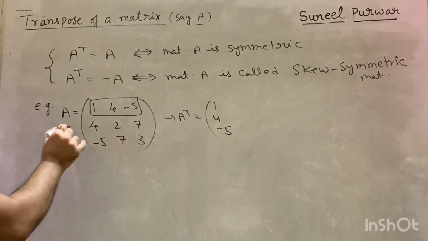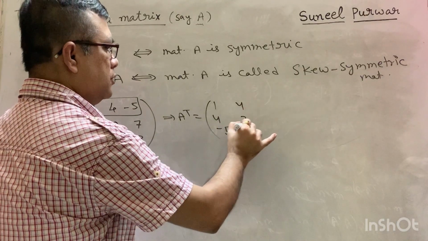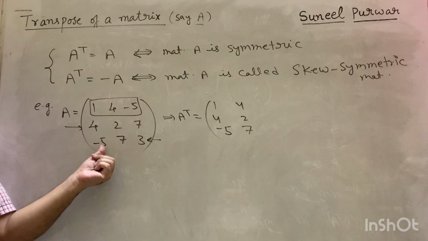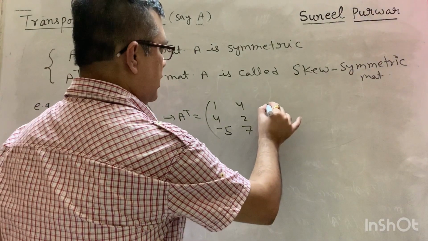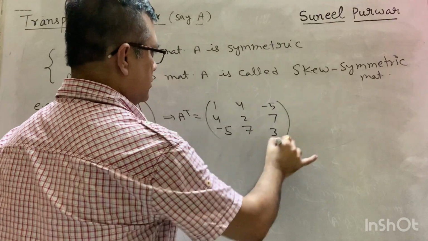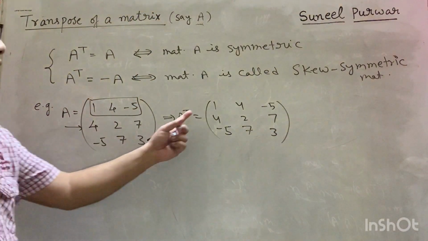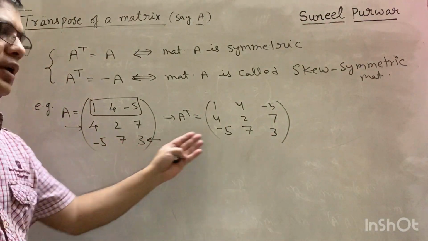Then this is your second row, convert it into columns, 4 to 7. Here it goes, 4 to 7. Then the third row, minus 5, 7, 3. Convert into column, minus 5, 7, 3. And you see, what do you notice? This matrix is same as the matrix A. They both are one and same matrix.